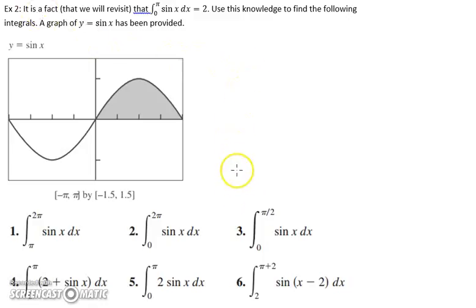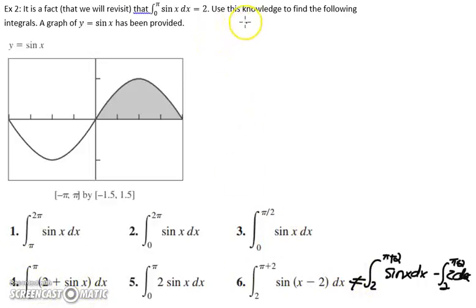Alright, let's see if you guys came up with the correct answer. So this one's a little bit different than number 4. In this case, the x minus 2 is within the function. So we cannot rewrite this as the integral from 2 to pi plus 2 of sine of x minus the integral from 2 to pi plus 2 of 2. Since it's inside the function, we're not allowed to do that, only when it's outside. So we've got to think about, what does sine of x minus 2 look like? Well, it's going to be the sine of x just shifted to the right 2 units.